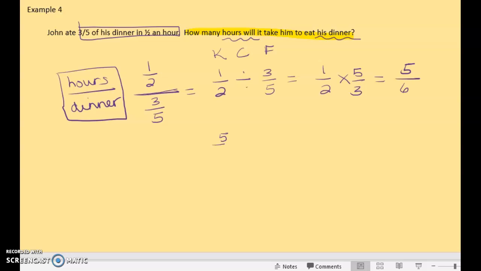Let me write it here. 5/6. What? 5/6 of an hour, so almost an hour, right? 5/6 of an hour per dinner. So not quite 1 hour, but 5/6 of an hour for dinner.